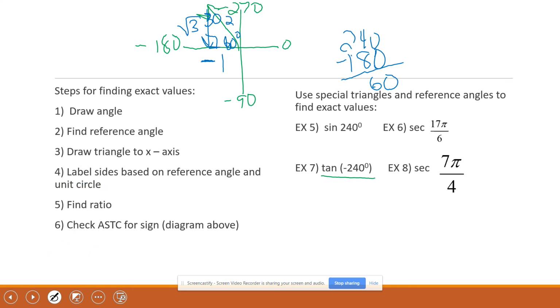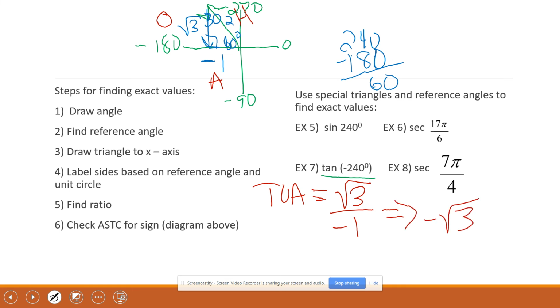I'm going to label my O, A, and H. Tangent. Tangent is TOA. My opposite is the square root of 3, and my adjacent is negative 1. So our tangent is the negative square root of 3 over 1, or you can just write the negative square root of 3.